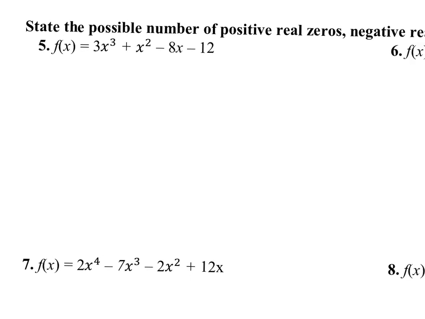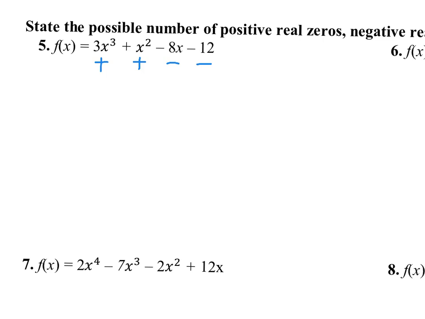Alright, so for number 5, we're getting into Descartes' rule of signs. The way Descartes' rule of signs works is you have to count the number of sign changes in the original problem first. So looking at this function, the first term is positive. The second term is also positive. The third term is negative. And the fourth term is negative.